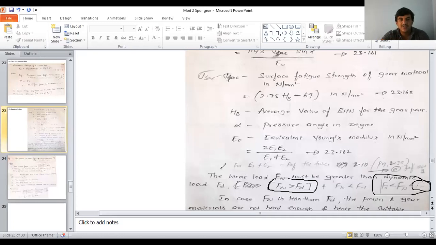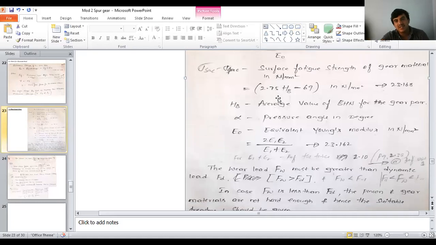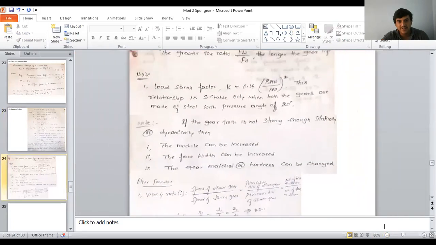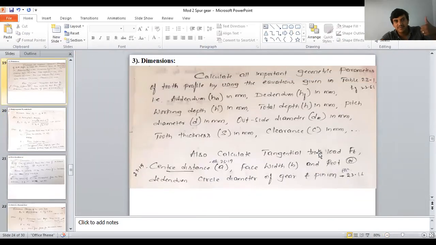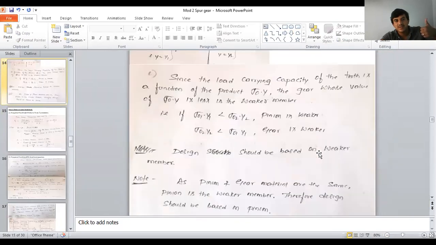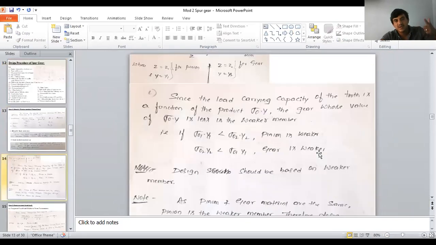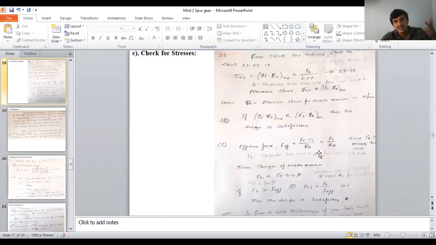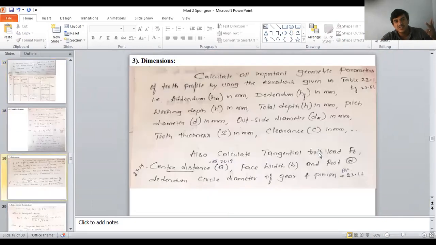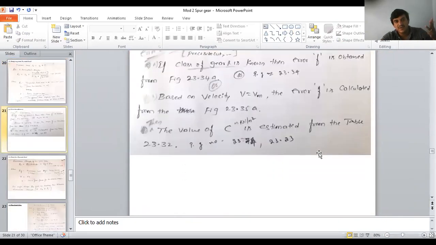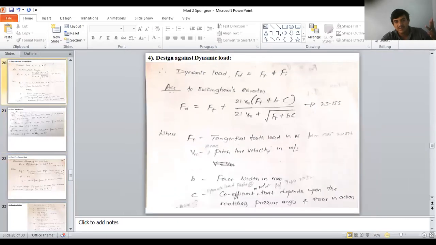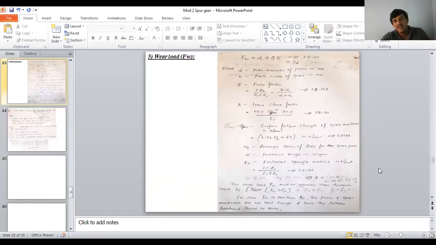Okay. This is the way you have to follow the procedure steps. Remember these 5 steps. What are the 5 steps? First step, identify the weaker member. Second step, design against static load. Third step, determine the dimensions. Fourth step, design against dynamic load. And the fifth step, design against wear load.